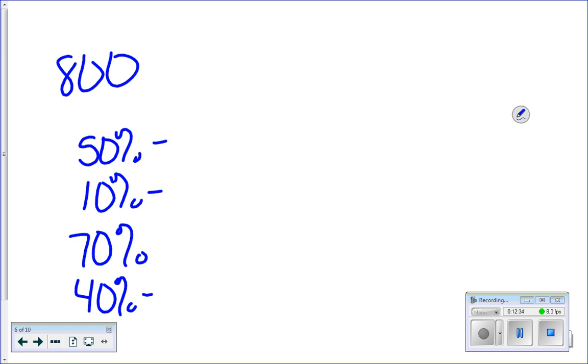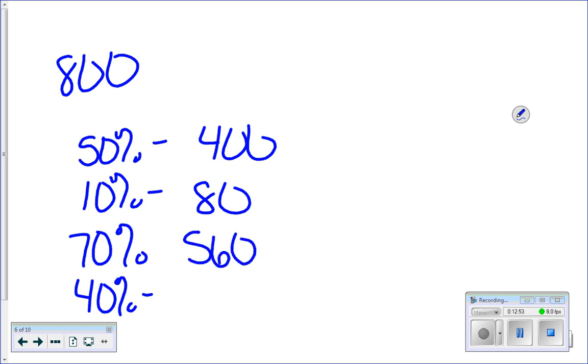Yeah, so 50% should have been 40, or I'm sorry, 400. 10% is 40. 70% would have been, wait, I don't know. Wait, what's happening? 10% should be 80. There we go. And then let's see. So 560, and this would be 320.